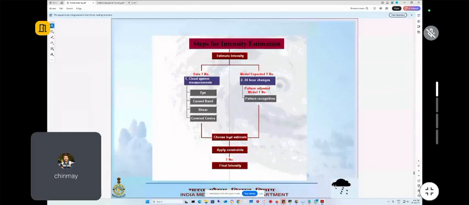Once you choose the best estimate, there are some constraints. What are these constraints? Constraints are like, you cannot haphazardly increase the T number.